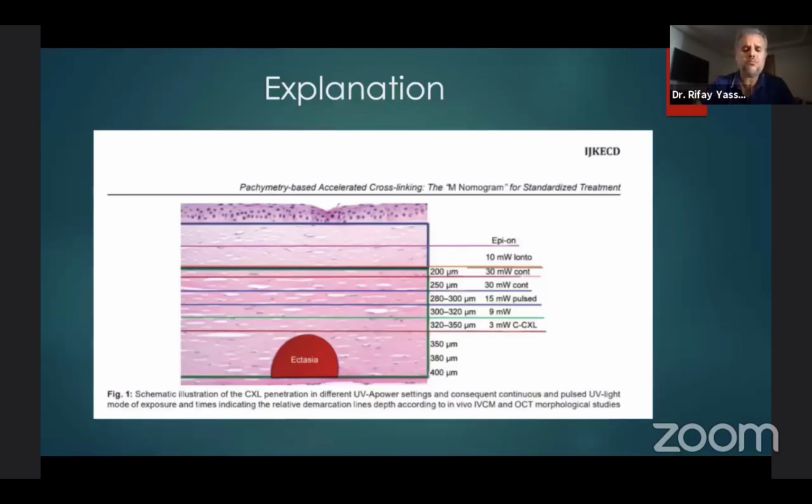So in every case you measure your stroma, and you take 2/3 of the stroma to be dedicated to the demarcation line. For instance, you take, I think, 350. So 350, you will take the 2/3, and you will choose here, for instance, this protocol 30 milliwatt continuous. So you will adapt your protocol to the stromal thickness, but you take off the safety part of the stroma, 100 out of 150, to avoid endothelial cell loss. This is the M protocol.